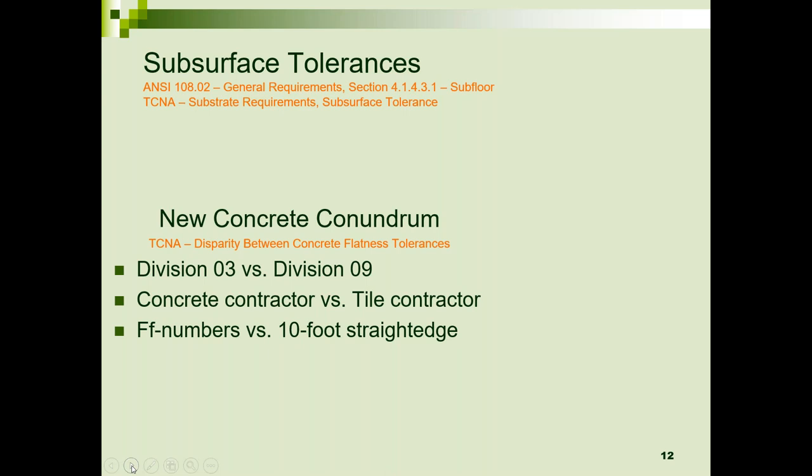If we take a look at Division 3, oftentimes the concrete is specified and even installed long before Division 9 is even considered. The concrete contractor is given a contract with a specified FF number, or a goal for flatness. Once he installs the concrete, within 3 days, those FF numbers are measured. If he hits his FF numbers, he is given a paycheck and he leaves the job.